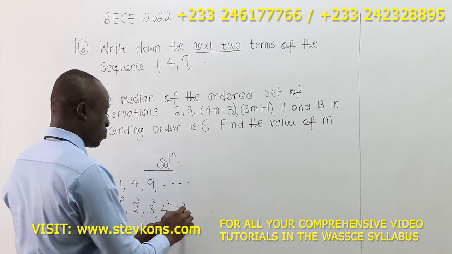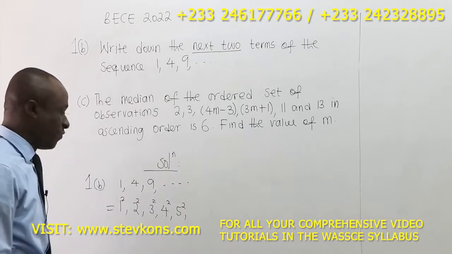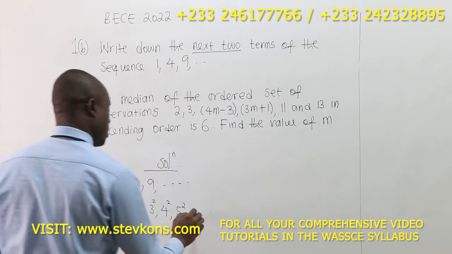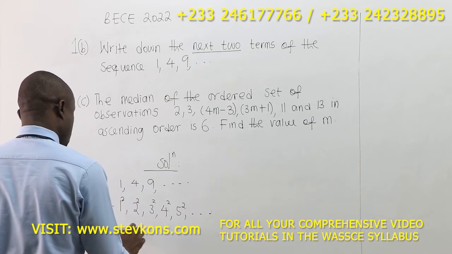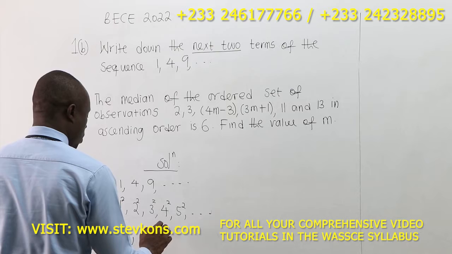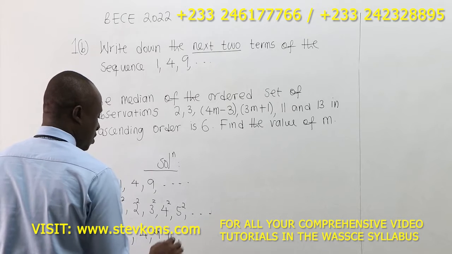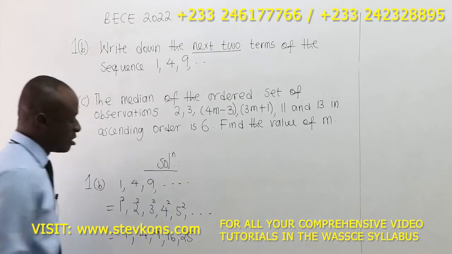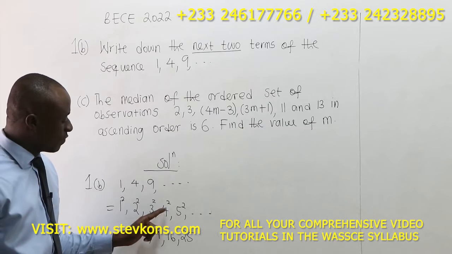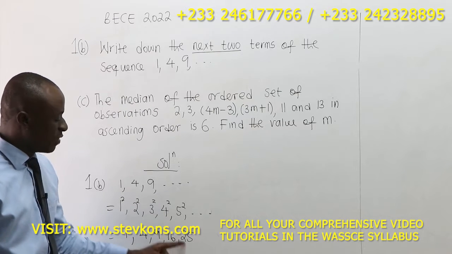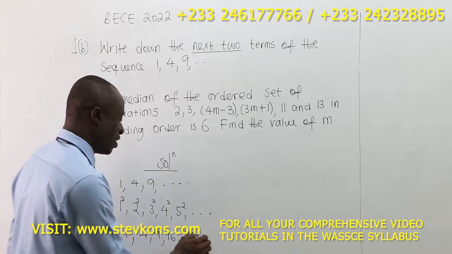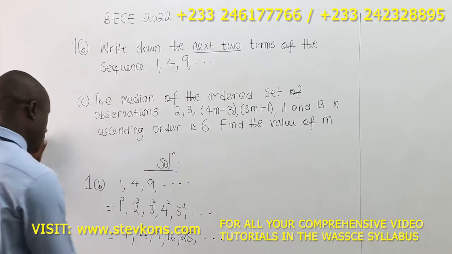We have 5 squared, which is 5 times 5. So clearly this is 1, 4, 9, 16, 25. That's 4 squared, that's 16, 5 squared, 25. The question says that we should write down the next two terms.